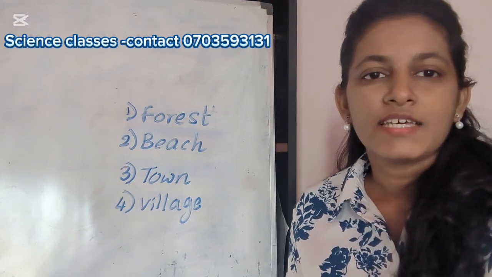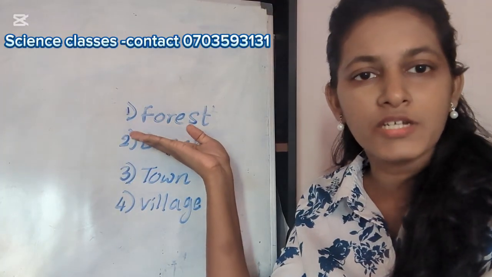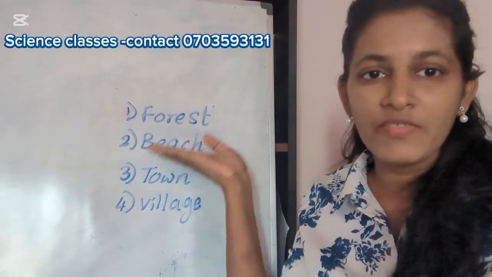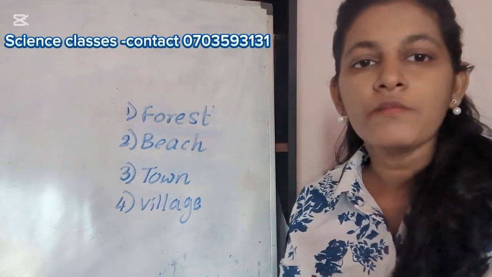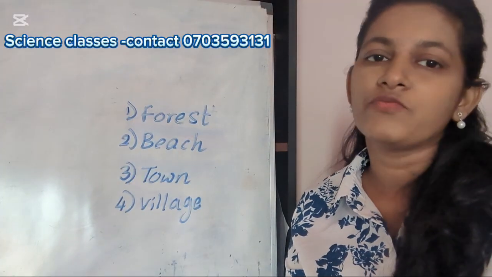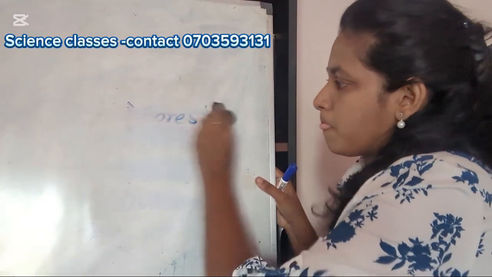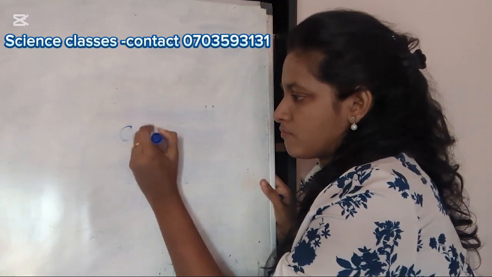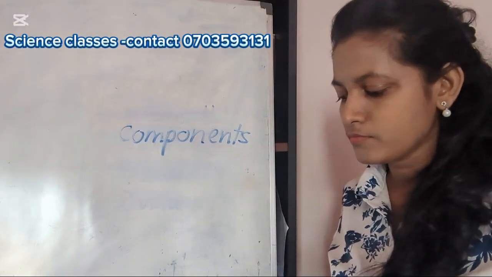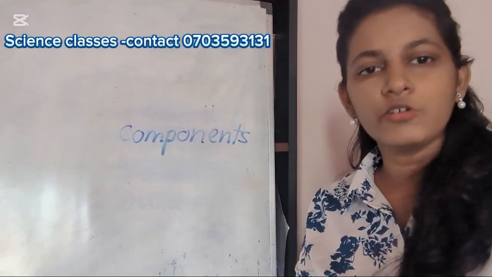So the things in these environments differ from each other. What you get in the forest environment may not be there in the beach environment. What you get in the beach environment will not be there in the forest sometimes. So the things that are in the environment are known as components of that environment. So these components in the environment can be divided into two types.